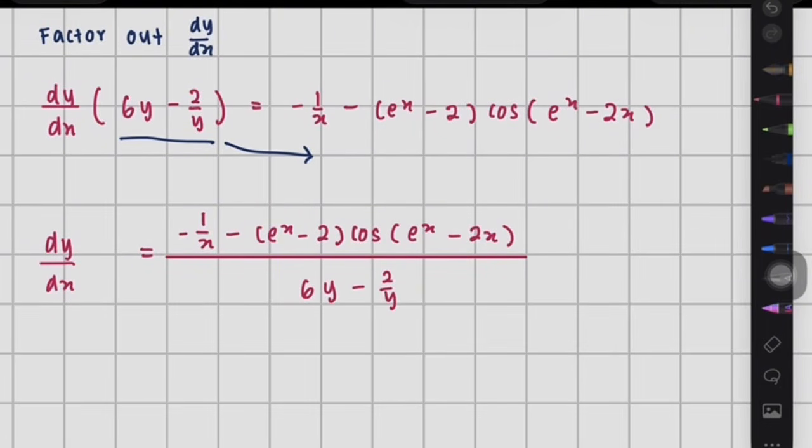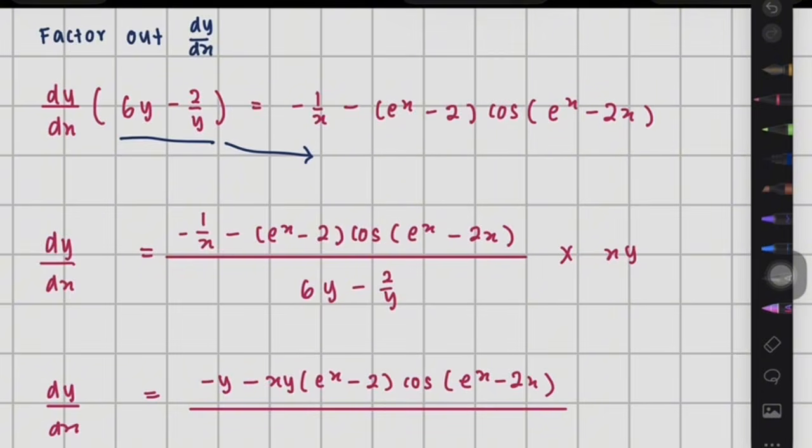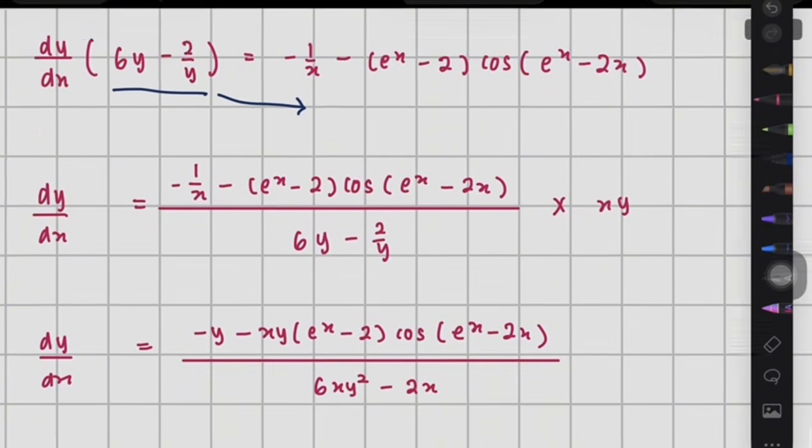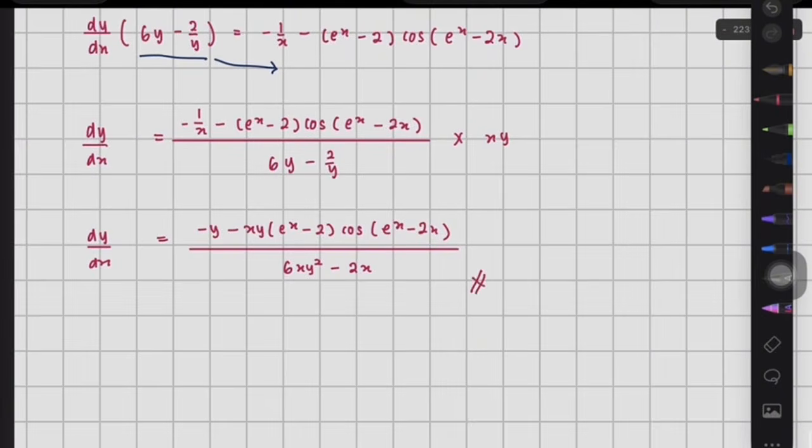Then to get rid of the fractions at the numerator and denominator, we must multiply this equation with xy. So dy dx will become, and then here is our final answer.